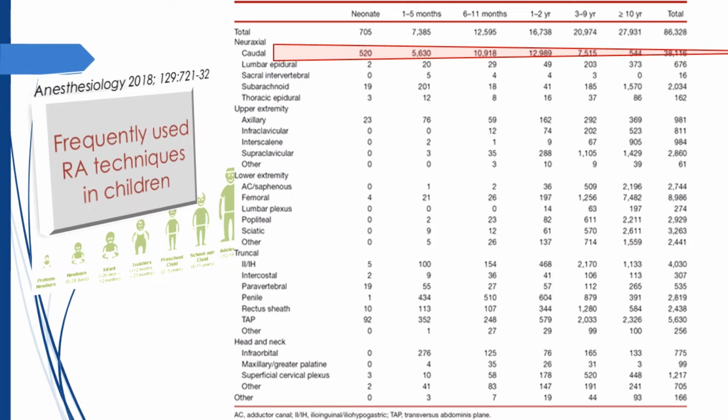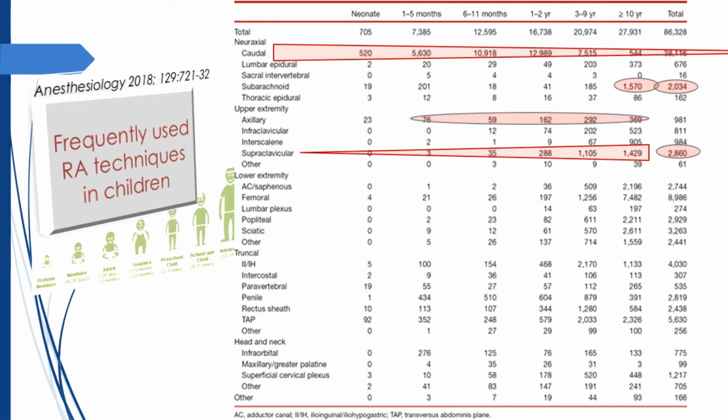What are the frequently used regional anesthesia techniques in children? Caudal is still the most popular one in children less than 9 years. Spinal is preferred for kids about 10 years of age. Coming to the upper extremity, supraclavicular block is the frequently used one. When compared between the axillary and the interscalene block, interscalene is preferred for children about 10 years of age. Axillary has been used uniformly across all age groups.